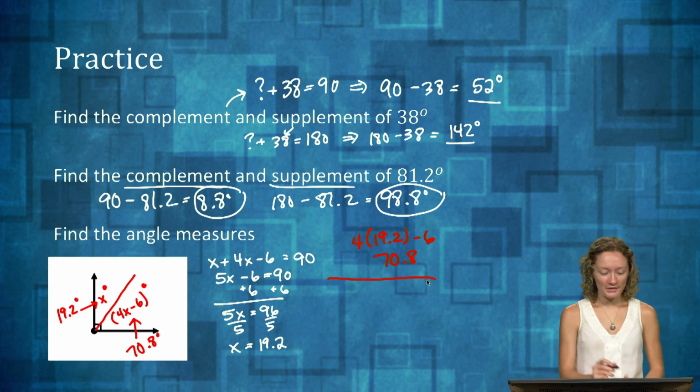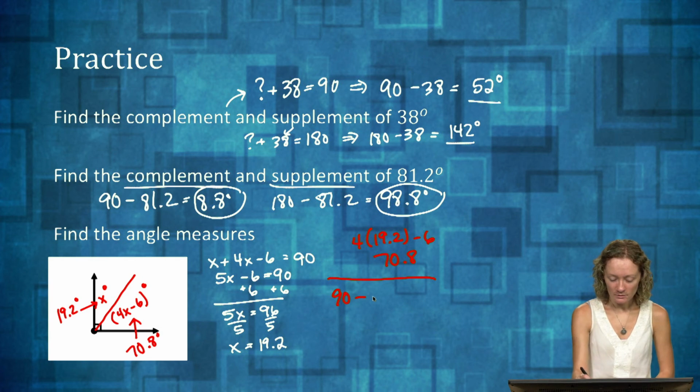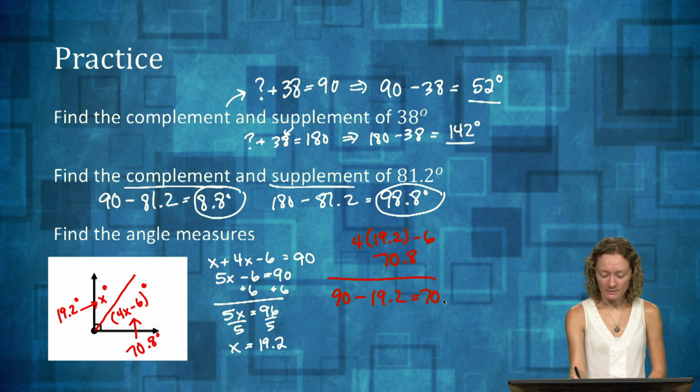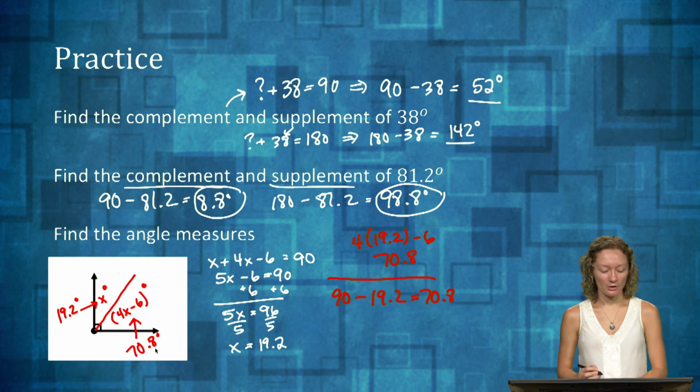But the other way you could get there is, again, remembering that these two are complementary. So if one of them is 19.2, subtract it from 90, and you'll get the other angle measure. Either way, you get the same thing. 70.8 is your second angle measure.